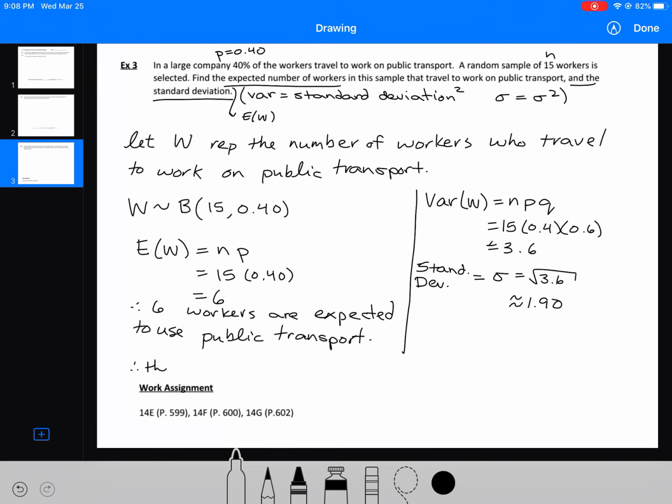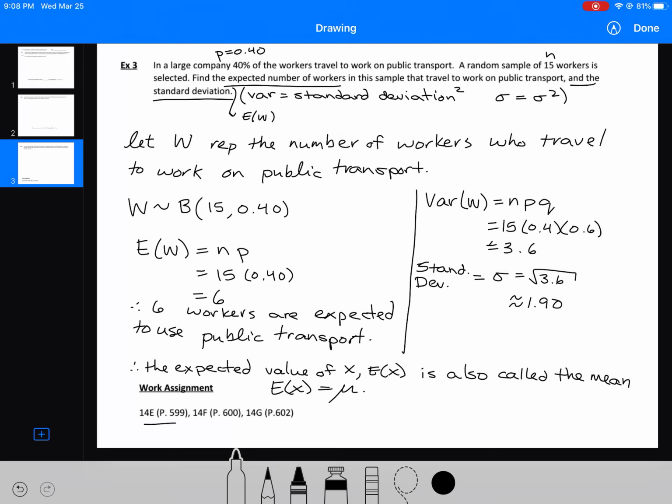So the last thing to note is that the expected value of x is also called the mean. Sometimes it shows up as E of x equals mu. There are 3 sets of homework questions. They all have a couple dealing with different aspects of the binomial distribution.